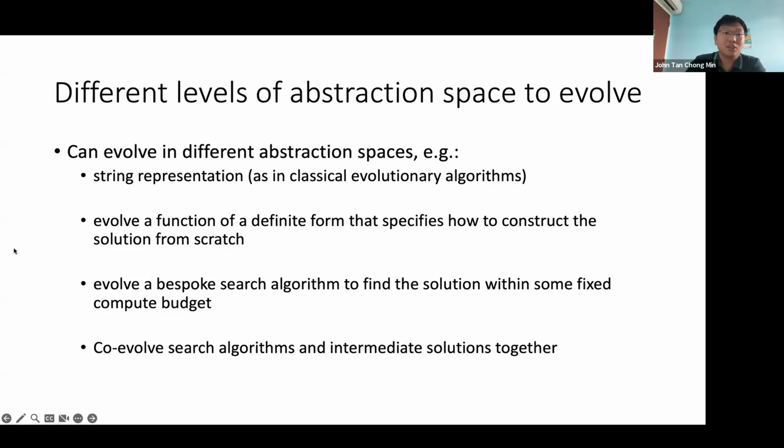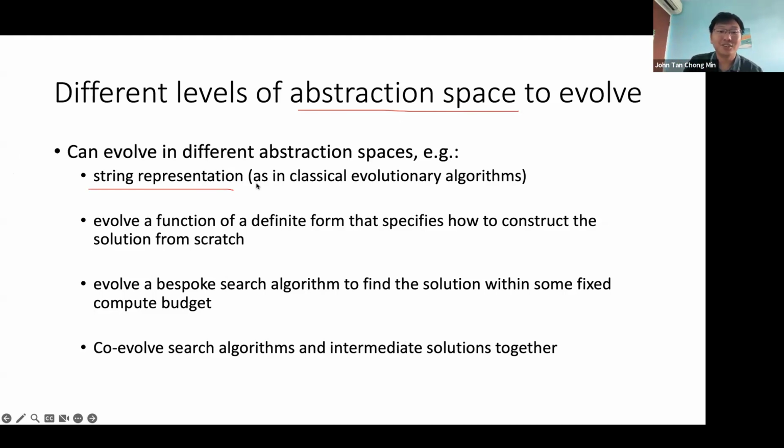So I like this a lot, all right? I like this a lot. So different levels of abstraction space to evolve. You can not only evolve based on your problem, you can evolve at different levels. You can evolve at string representation, like a gene in evolutionary algorithms means a list of parameters. You can evolve that, right? So you can actually do genetic algorithm with this AlphaEvolve.